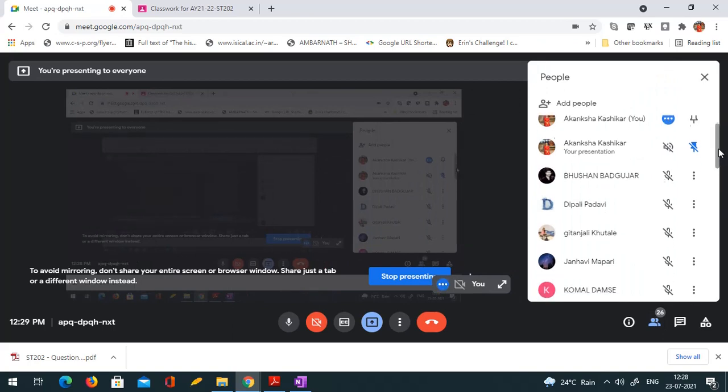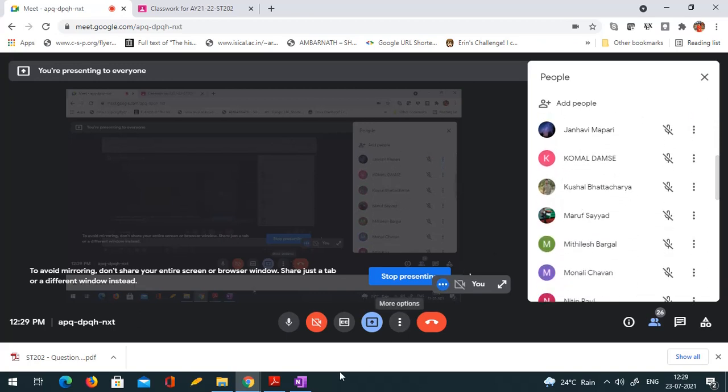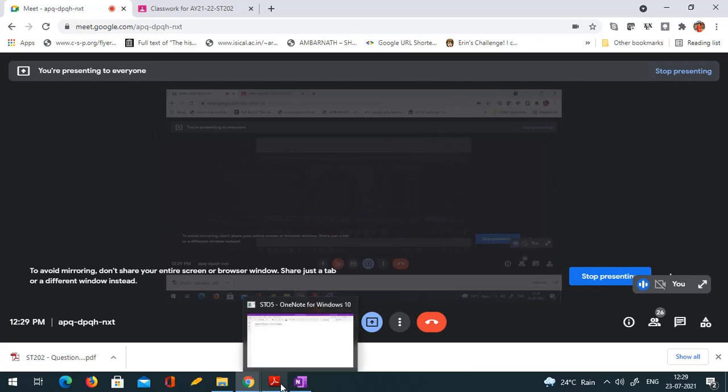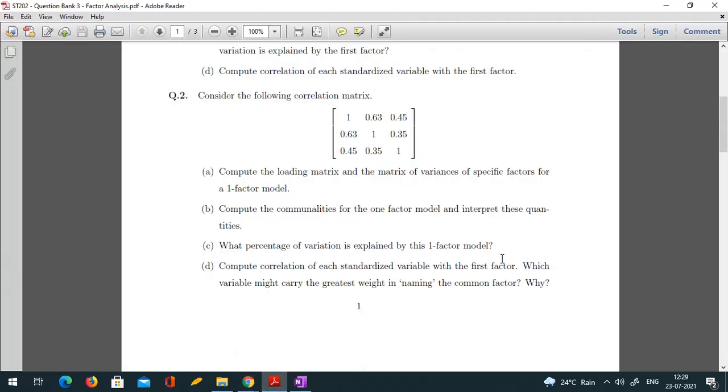Shivani? Shivan. Okay. So yes, we have to see which variable has highest correlation with the first factor, highest in magnitude. It may be negative, that is perfectly all right. You have to worry about it being highest in the magnitude.